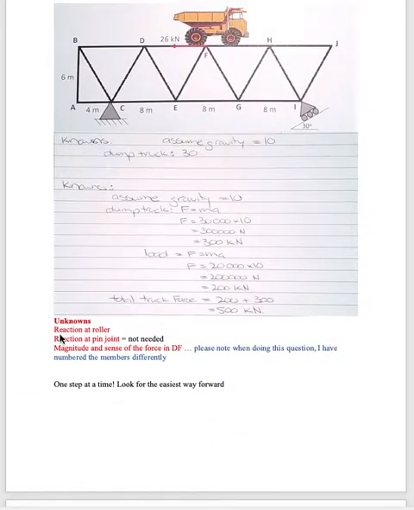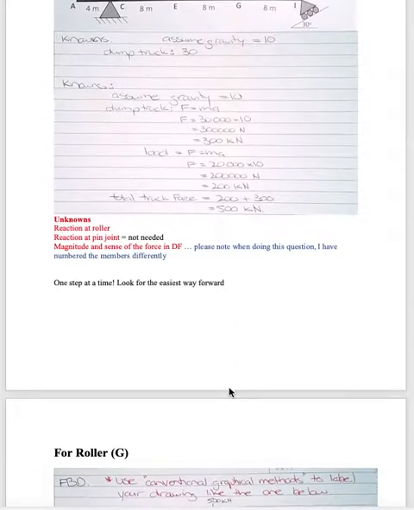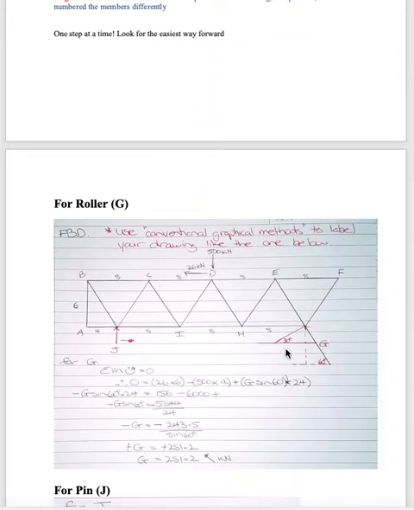Here's my unknowns. I'm breaking it down so I know what I'm doing: reaction at roller, reaction at pin, and magnitude of the force in DF. One step at a time and look for the easiest way forward. So as we know, before we go any further, we've got to work out the magnitude here. We've actually got to work out what's actually happening here. Right, so as I'm going along here, I'm taking my moments around the pin joint.